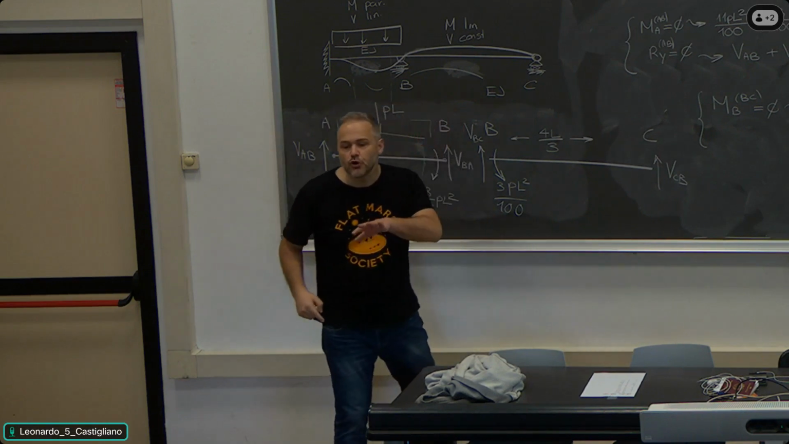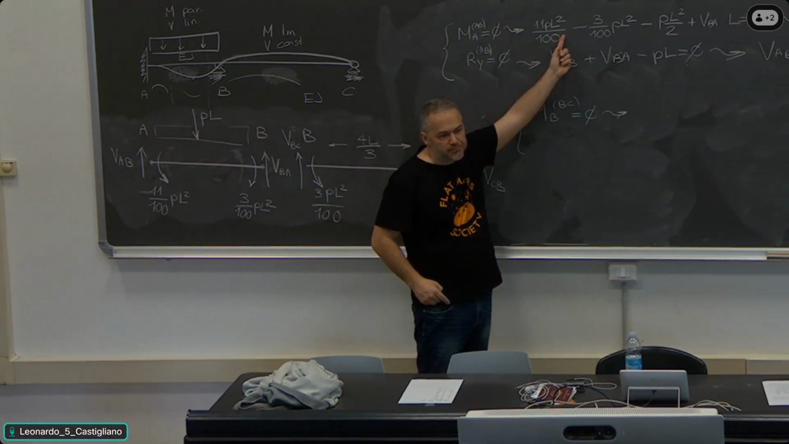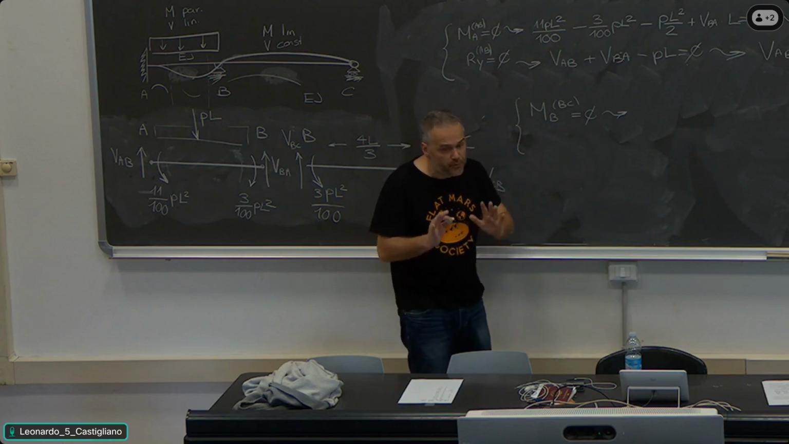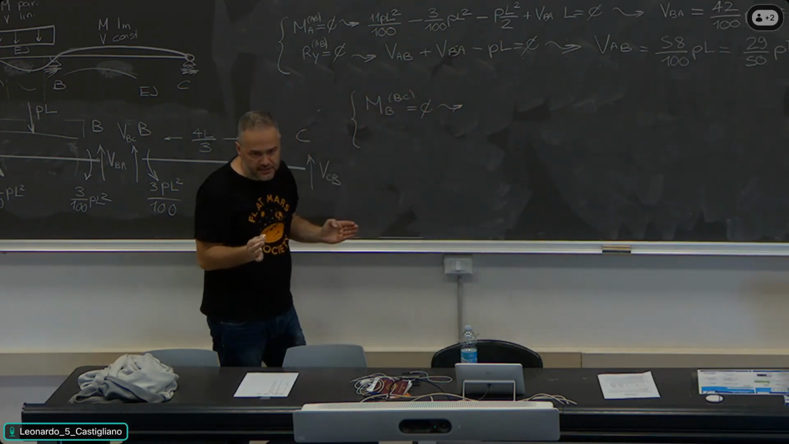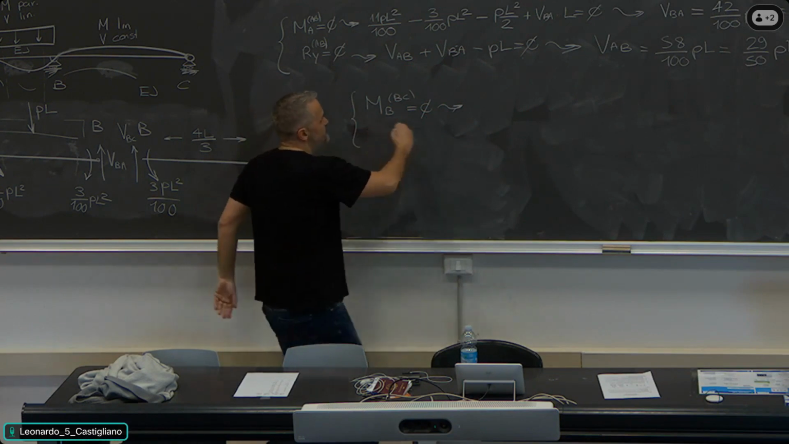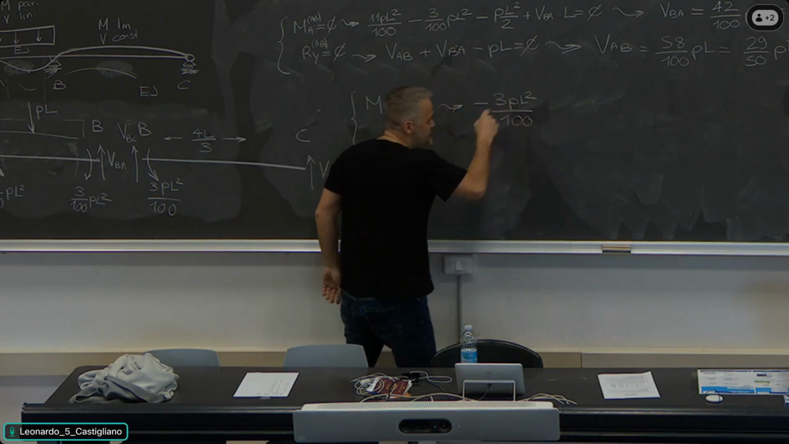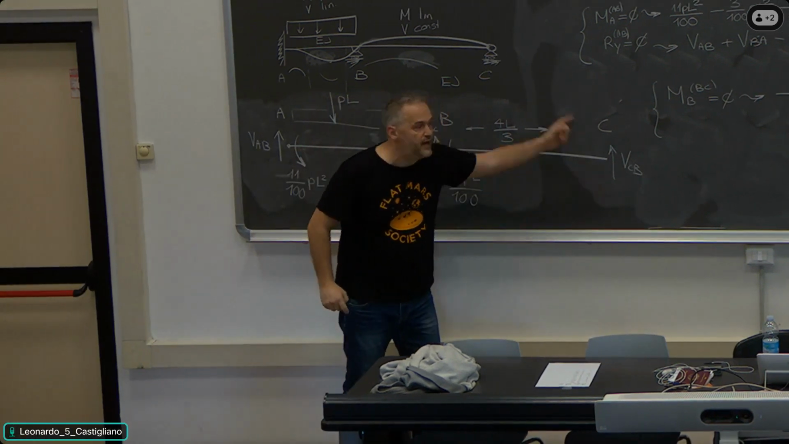Why? Just to show you that conventions don't matter. Previously, counterclockwise was positive. Now I will assume counterclockwise to be negative, to stress the fact that conventions do not matter. I can change them the way I want, provided I keep them consistent within the same equations. When I change the equation, I can change the convention. Okay? So minus 3PL squared divided by 100. This is counterclockwise. Nothing else other than this one, which is also counterclockwise.